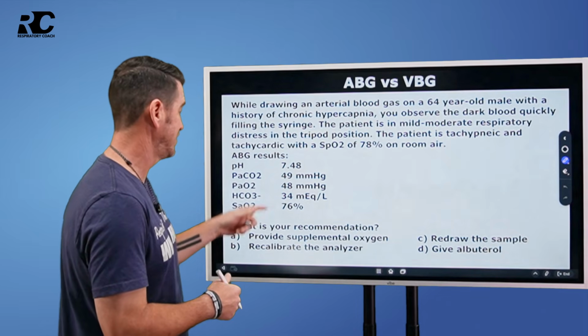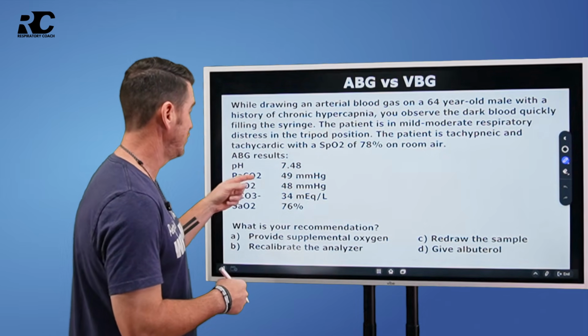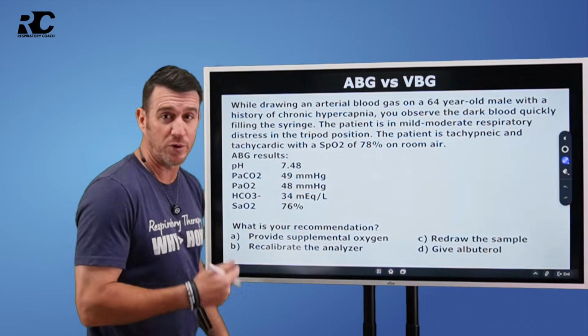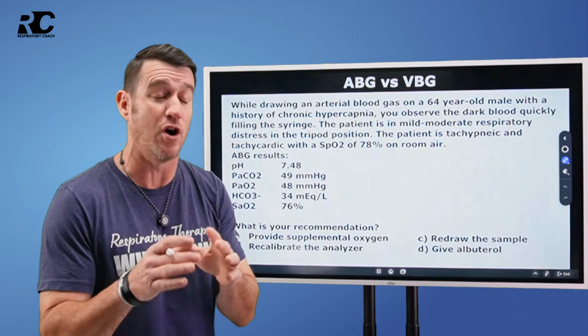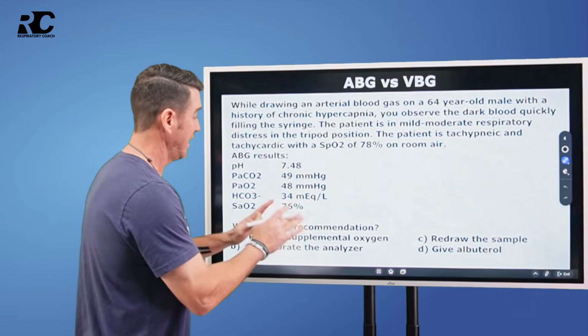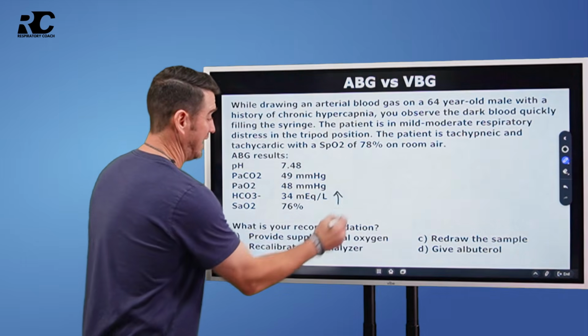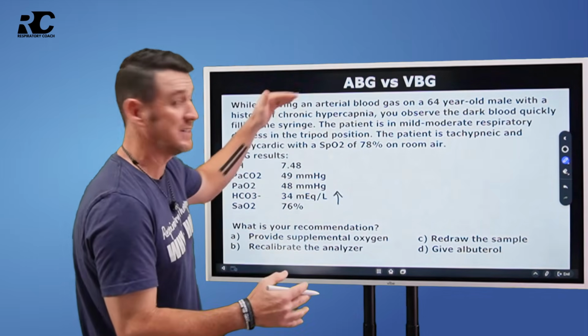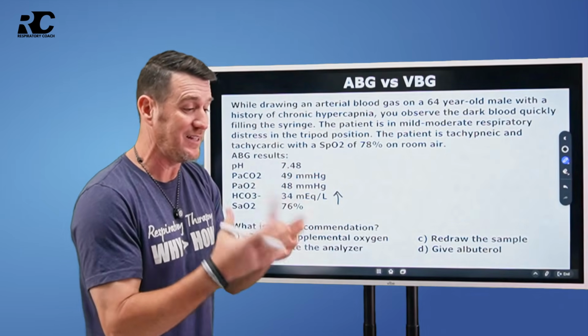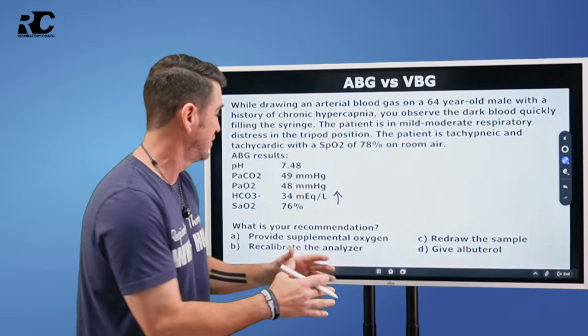Here's your blood gas results: 7.48, CO2 of 49, PaO2 of 48, bicarb of 34, saturation 76%. Now all of this I can get down with. I can, okay, the bicarb is elevated. I knew that was going to be the case because the patient lives with chronic hypercapnia. So that means the bicarb elevates to compensate for that high CO2.